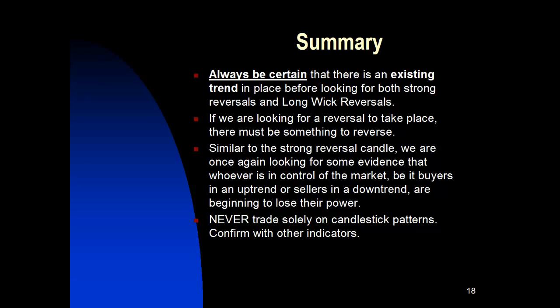So in summary, always be certain there is an existing trend in place before looking for both strong reversals and long wick reversals. If we're looking for a reversal to take place, there must be something to reverse, okay? So you need to remember that. Similar to the strong reversal candles, we are once again looking for some evidence that whoever is in control of the market, be it buyers in an uptrend or sellers in a downtrend, are beginning to lose their power. And that's what these different types of candlesticks and wicks indicate, is that the buyers or the sellers are taking control, and the other, whether it be the buyers or the sellers, are losing their control.